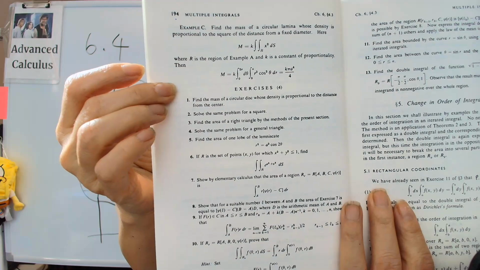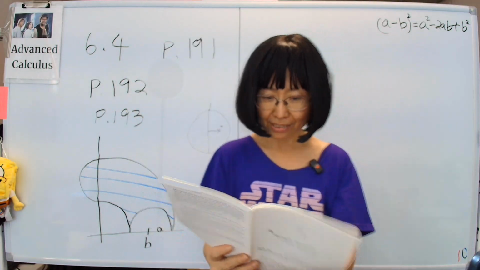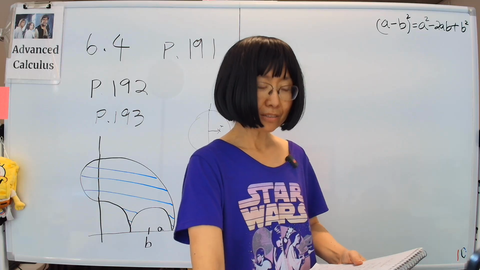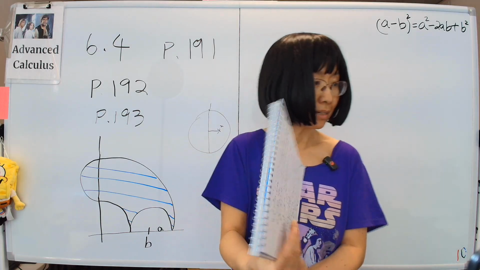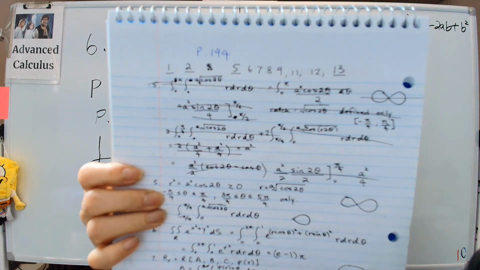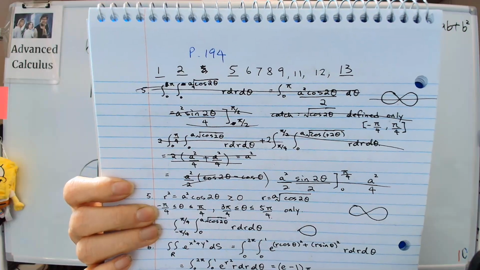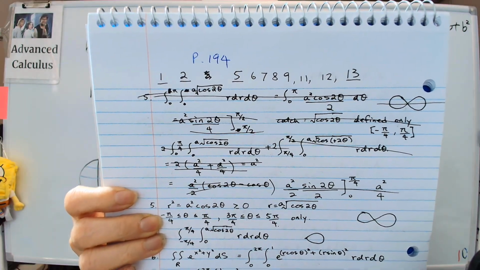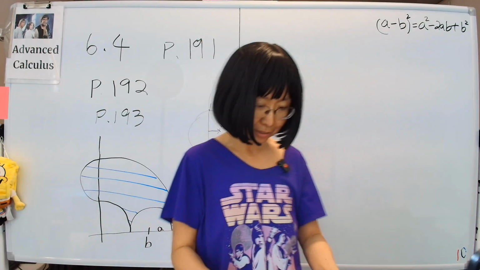So with that, we have come to the end of this section, and let's talk about homework. For homework on page 194, please do problems 1, 2, 5, 6, 7, 8, 9, 11, 12, and 13. And when you're done, I want to talk about them.